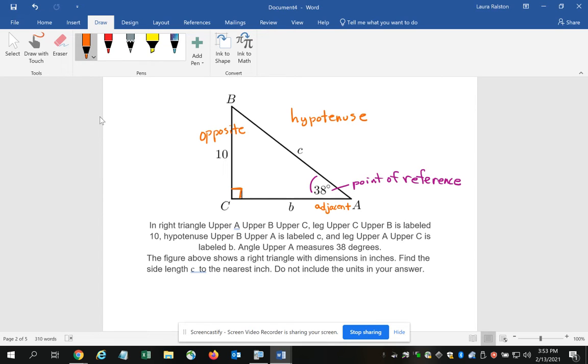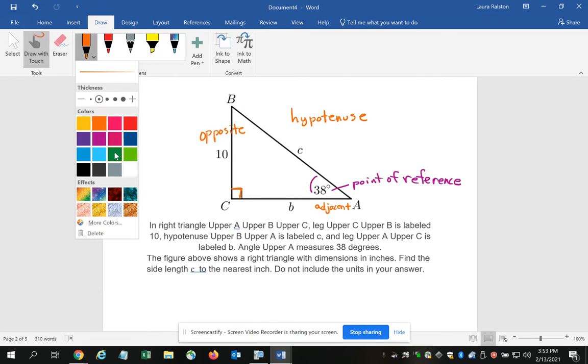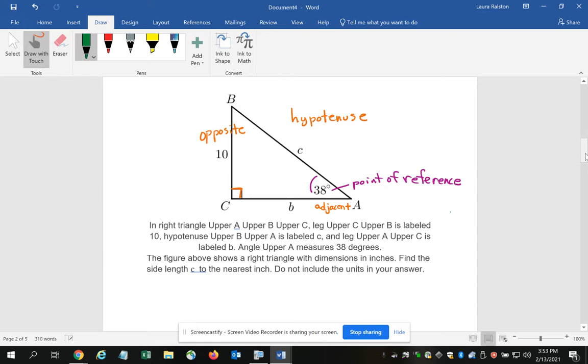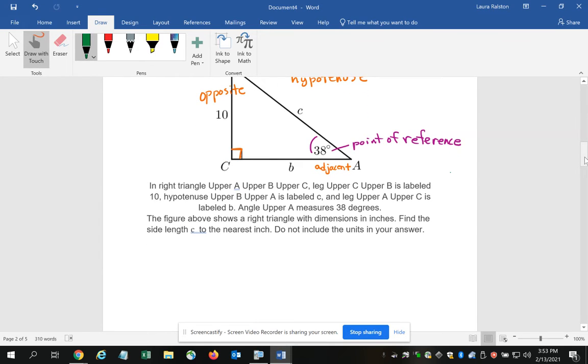So the question ultimately says, find the side length C to the nearest inch. Okay, that's going to require a little bit of work. To find length C, which is the hypotenuse, and I know the opposite and I have the angle. So again, I have to stop and think which trigonometric function involves opposite and hypotenuse. I hope that draws you to sine. So I have sine of my angle equals the opposite over the hypotenuse.